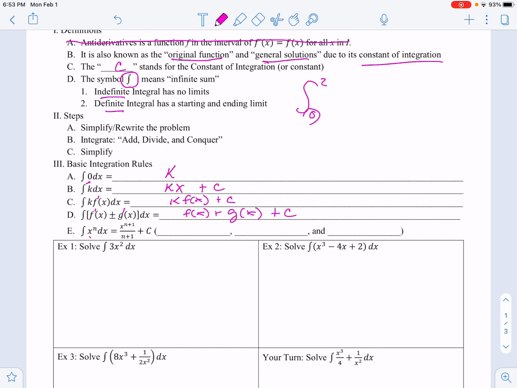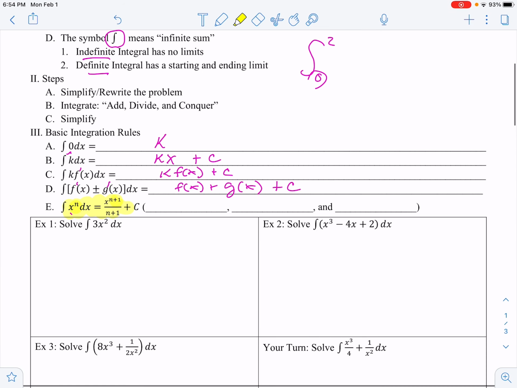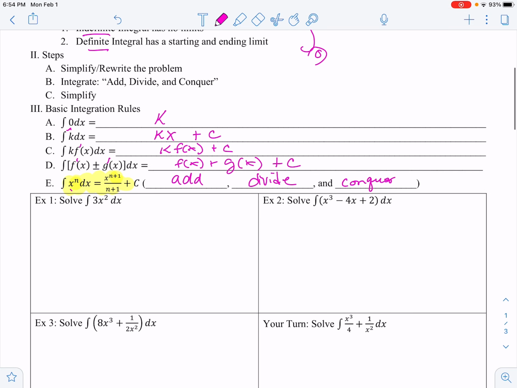This is the important one, the power rule. Okay? When you do the power rule, you add 1 to the exponent, and then divide by the new exponent. And the guy that wrote these likes to call this add, divide, conquer. But, never mind. Anyway, in other words, it's asking you to find the general solution to this integration.